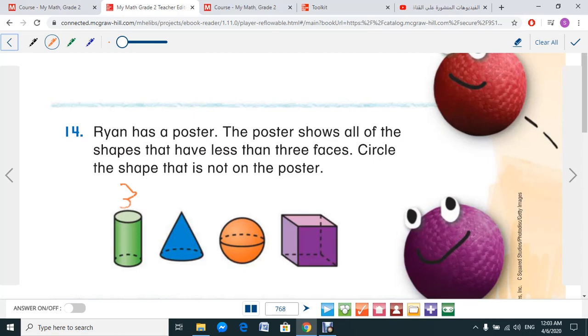Now, this cone has one face here and 1 down face. That makes 2. So can he put it on the poster? Yes, he can. The sphere has 0. So what about this cube? It has, yes, 6 faces. So which one of the shapes is not on the poster? The cube, yes.